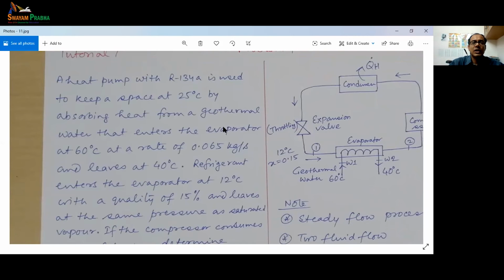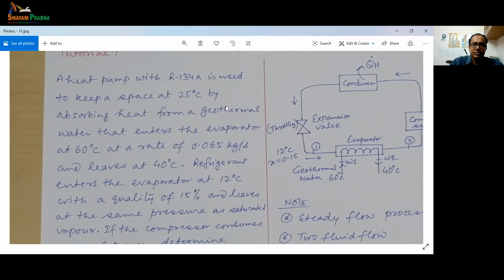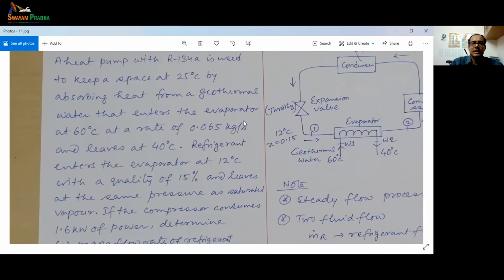So geothermal water means what? Below the earth's crust, there is heat from the core of our planet Earth. And that is why we get a much hotter temperature if we use geothermal water. So heat is getting absorbed from the geothermal water that enters the evaporator at 60 degrees centigrade.